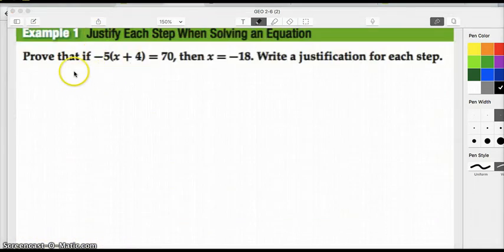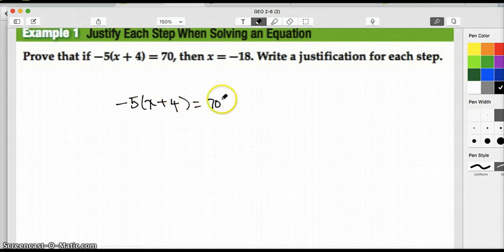So here we are taking a look at this situation. We're going to prove that, given this, we're going to end up with this. In a sense, we're solving this equation, and we're going to justify it step by step. So we're going to start off with the given information. So we are given this bit of information, and I'm literally going to put the reason why I can write this down is because it was given to me.